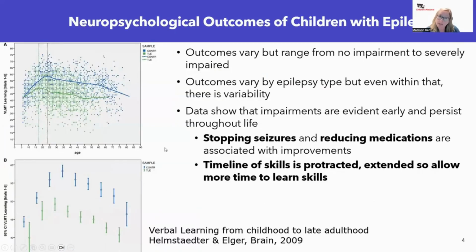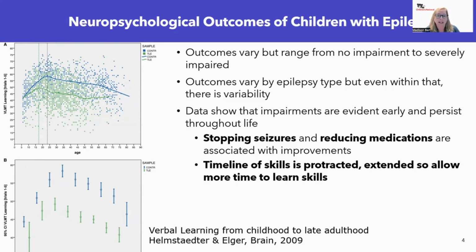I am making a little bit of an assumption that you may have heard along the way about neuropsychological outcomes of children with epilepsy. But I want to give you a little bit of a summary slide and some highlights. The truth is outcomes really vary from really no impairment. We have children who are gifted. One of our Supreme Court judges has had seizures, to very severely impaired people that are nonverbal and are fully dependent on others. So the outcomes really vary, and they do vary by epilepsy type, but even within the same kind of epilepsy, there is a lot of variability as well.